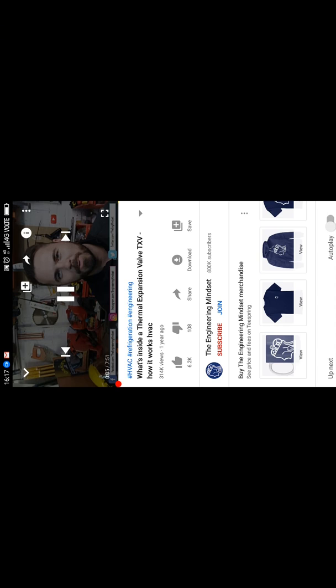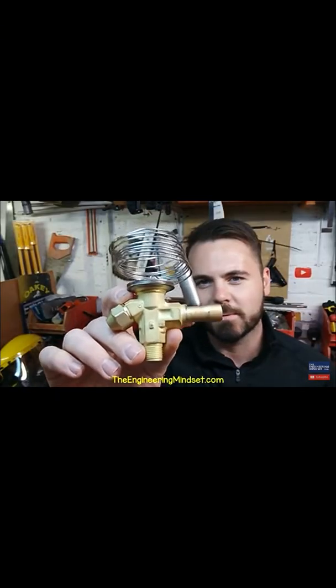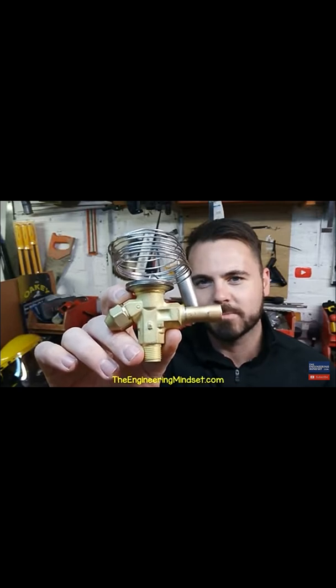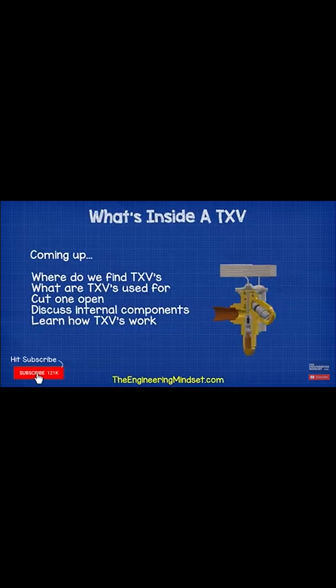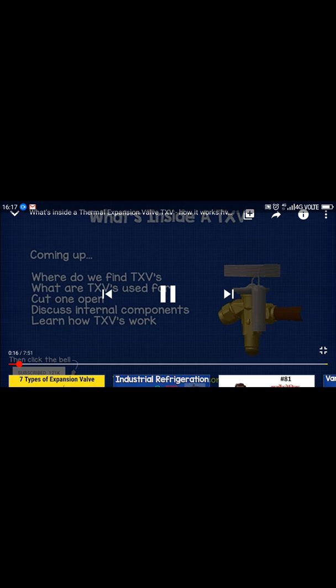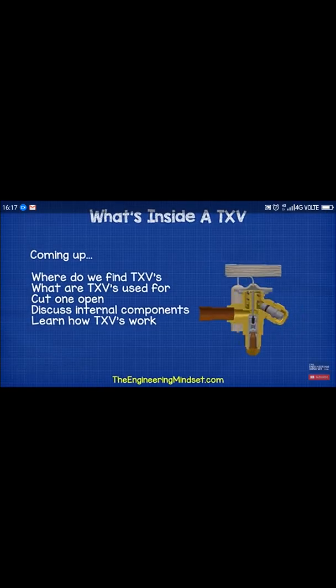Hey there guys, Paul here from theengineeringmindset.com. In this video we're going to be looking inside one of these, the thermal expansion valve by Danfoss. Coming up, where do we find them, what are they used for, and then we'll cut one open and discuss the internal components and how they work.